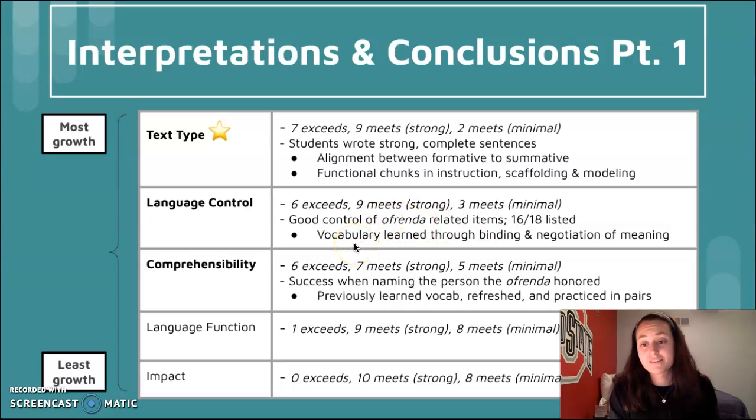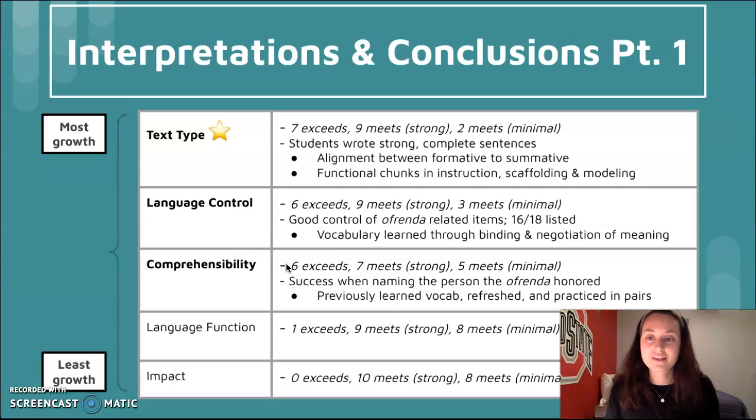I attribute this to the fact that this vocabulary was learned through binding and comprehensible input. Additionally, students practiced this in their IGA activity, and the negotiation of meaning, I believe, helped facilitate this learning. Finally, students displayed some growth with respect to comprehensibility of their work. They particularly were great about naming the person their ofrenda honored.